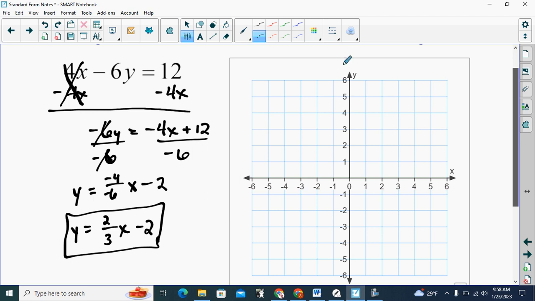And based on lots of what we've been working on, hopefully we can graph that. Down 2 for y-intercept. Slope is rise over run. Up 2, right 3. And we've got our line.